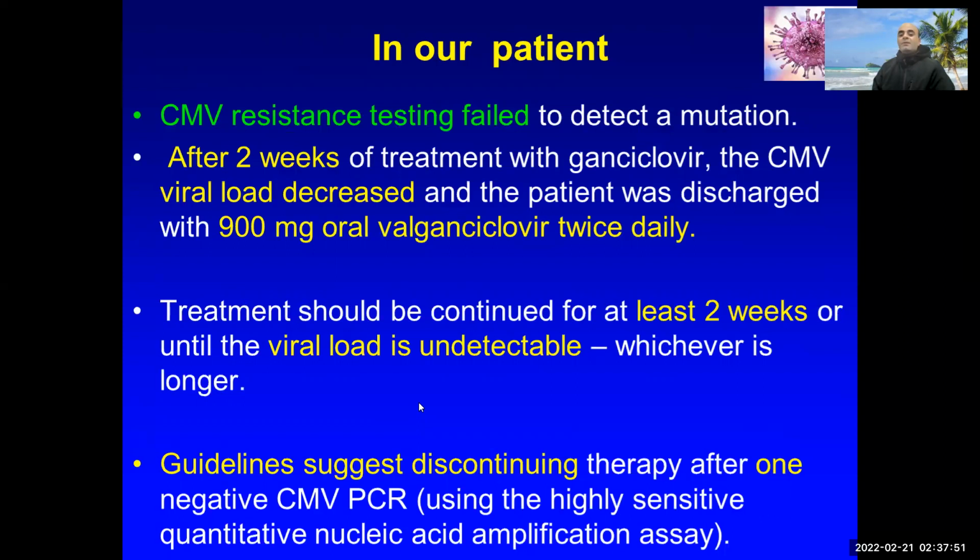After two weeks of treatment with ganciclovir, the CMV viral load decreased and the patient was discharged on 900 milligrams of oral valganciclovir twice daily. Treatment should continue for at least 2 weeks or until the viral load is undetectable, whichever is longer. Guidelines suggest discontinuing therapy after one negative CMV PCR using a highly sensitive quantitative nucleic acid amplification assay, or NAT. If negative, we can discontinue the medication.